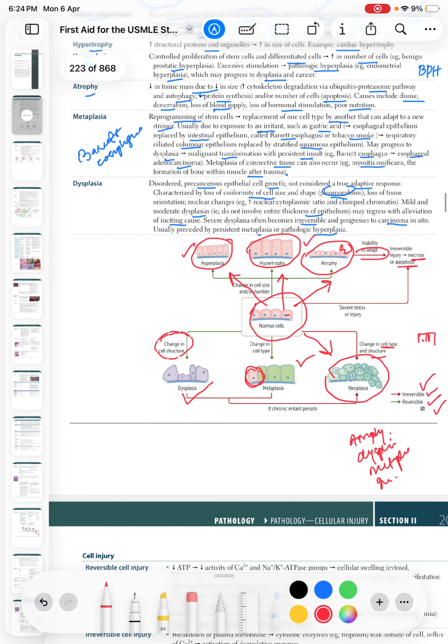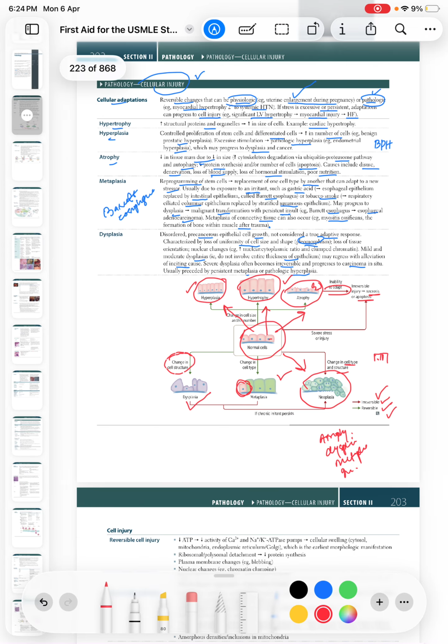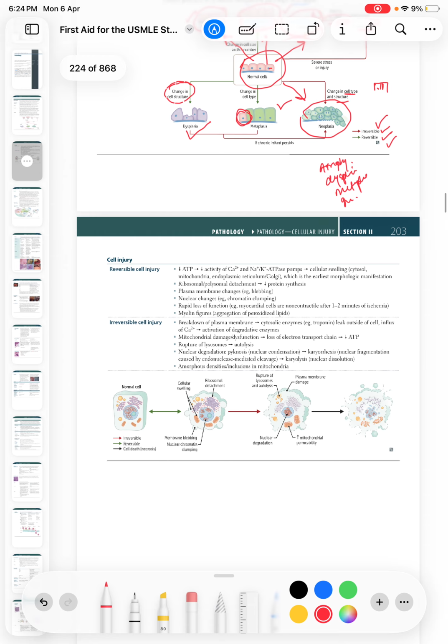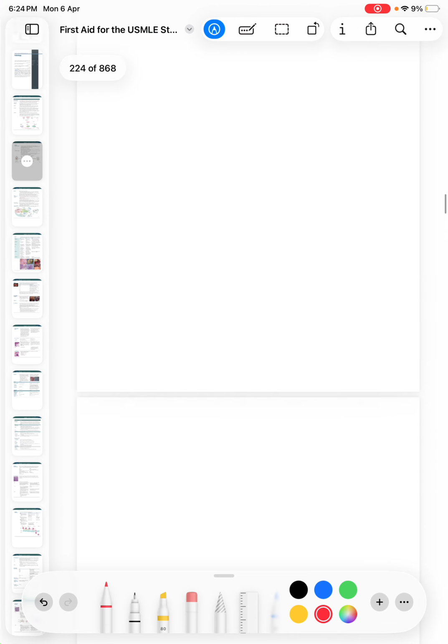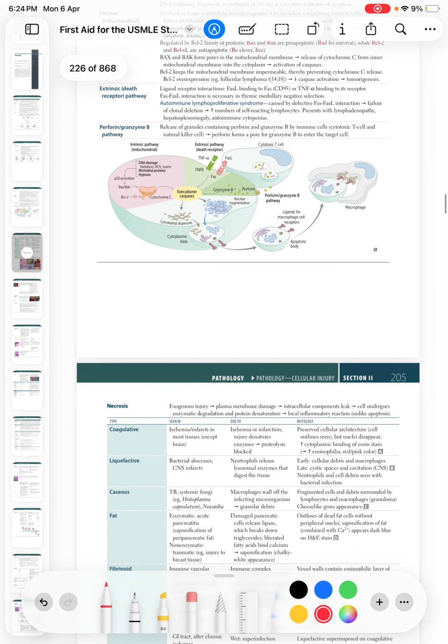So these are the common cell types and the abnormalities or pathologies in them, the cellular injury.